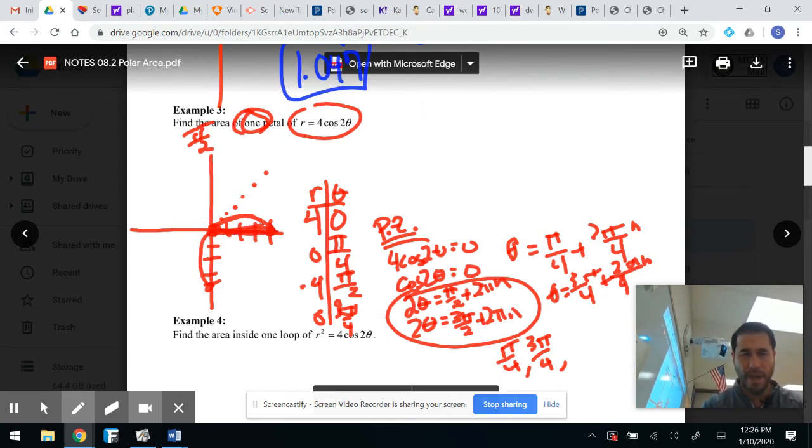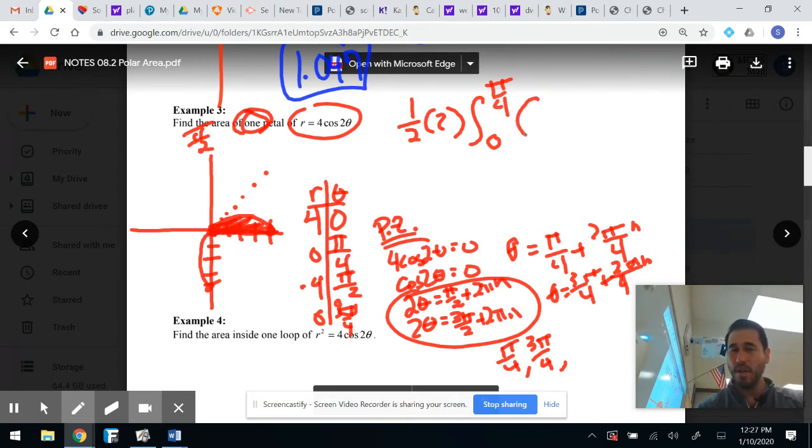If I keep drawing that, oh, snap. That's half. So guess what I could use? Symmetry again. Let's double that up. And let's just go from 0 to pi over 4, right? Oh, yeah. And then I just have to do my 4 cosine of 2 theta squared d theta.